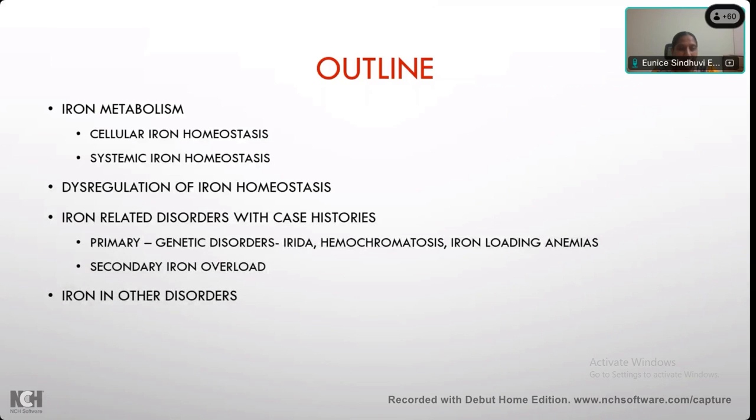So my talk basically will be covering iron metabolism, how the regulation of iron happens, and what happens when this homeostasis is dysregulated. And then I'll be going into different iron-related disorders with case histories, mainly concentrating on primary and some amount of secondary iron overload. And I'll be talking about iron in other disorders.